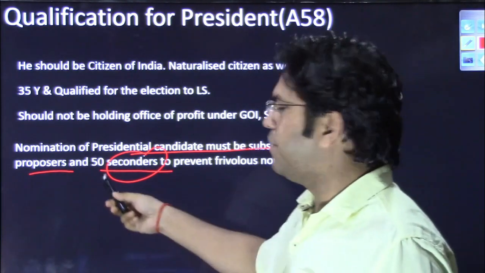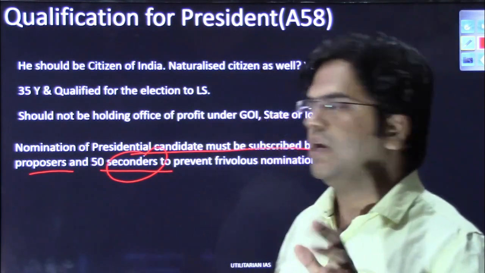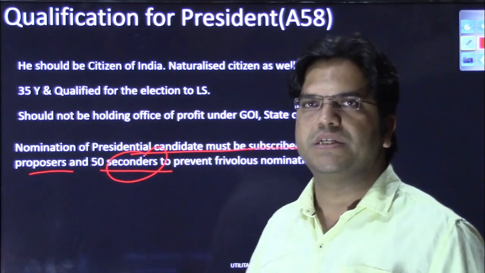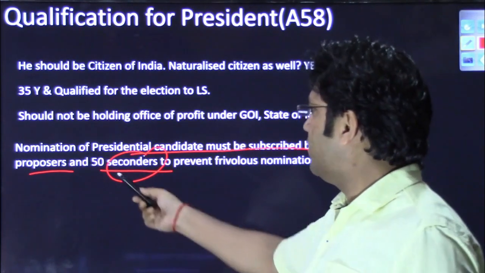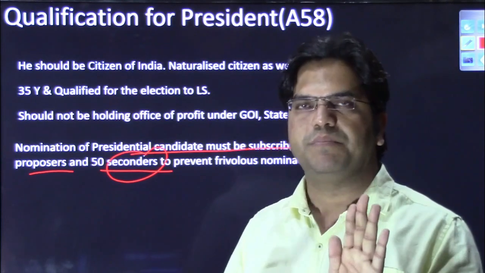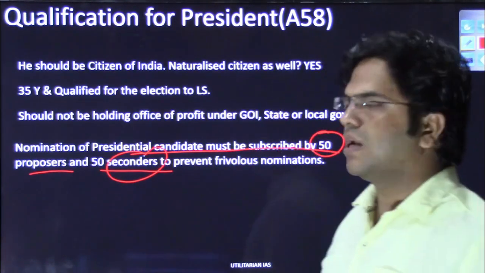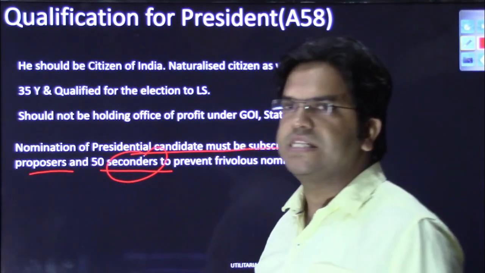So 50 people will say that yes, I am proposing this person, and if this person runs for the presidential election, I'll support him. And 50 people should say that okay, if he has been proposed by these 50 people, we support this idea. So those 50 people will come under this definition of seconder.